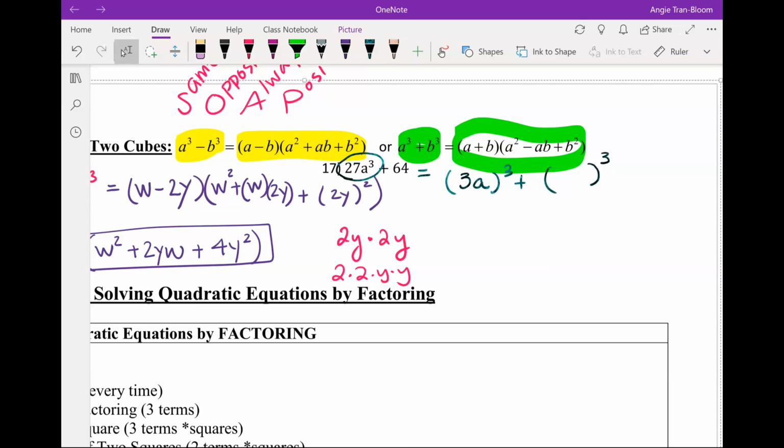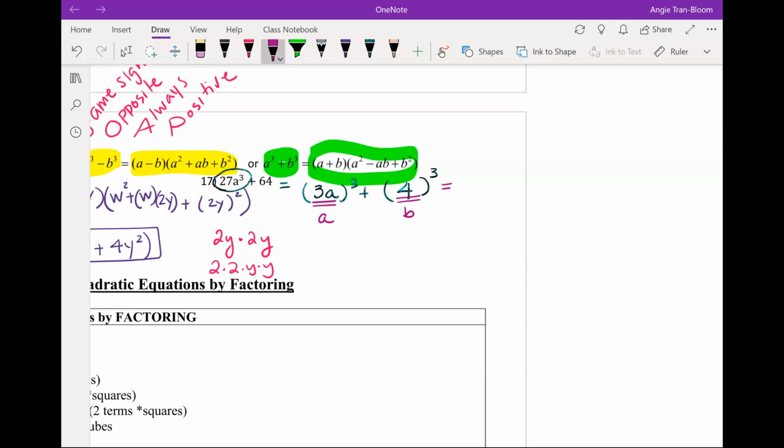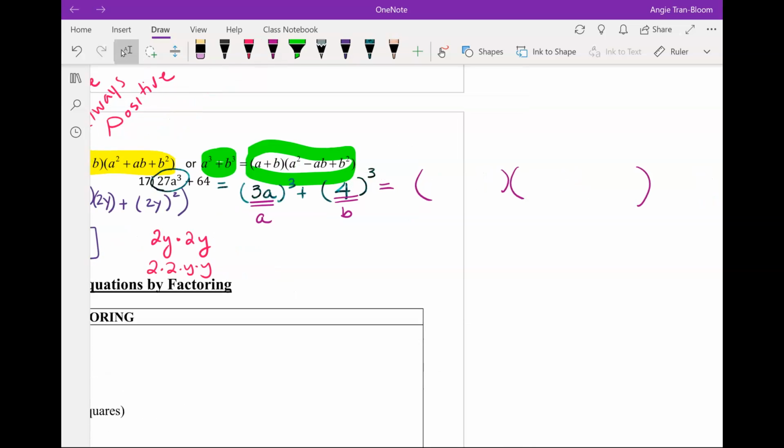3a. Thank you. Do you guys agree with Slater? Yeah. How about 64? Something to the third equals 64. What is it? 4. Okay. So would you agree this whole thing right here, 3a, is now just your A based on the formula? And what's your B? 4. Yep. Okay. So the formula says a binomial times a trinomial. All right. Tell me what to write in the binomial factor. 3a plus 4.